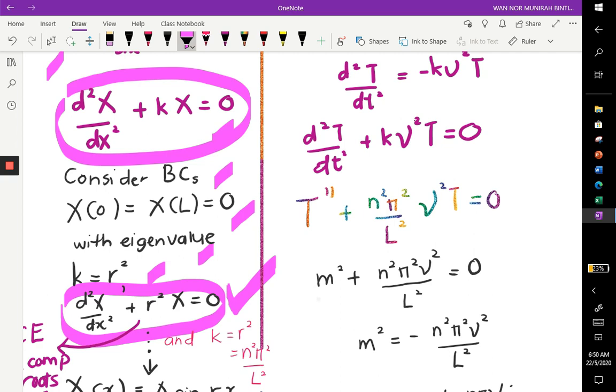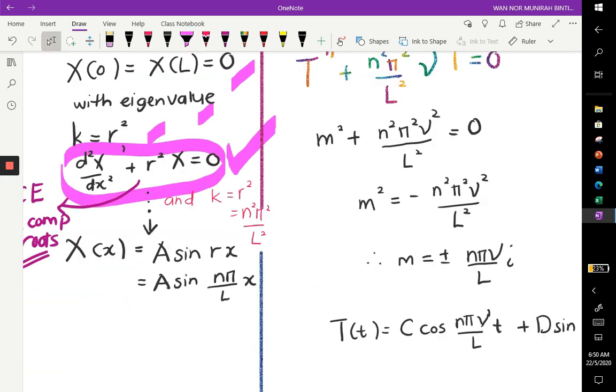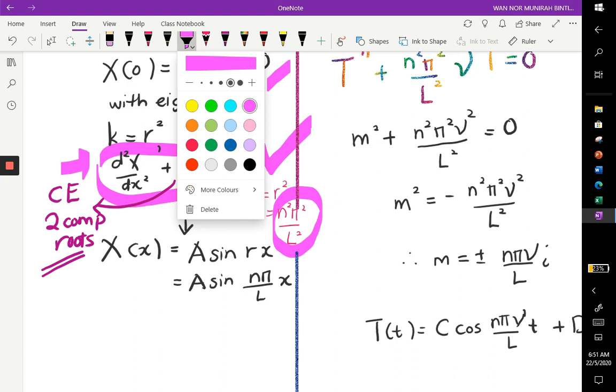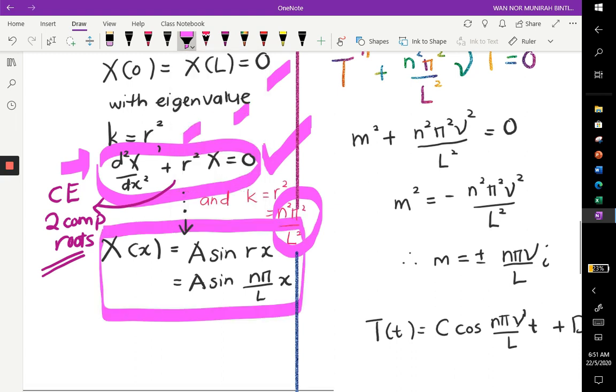Okay, so after we try to find the roots, we find that k equals r square, where r square equals n square pi square over L square. And then this is our characteristic equation. So we already discussed this on heat equation. So I just end up with the solution. The solution of x is given by, before this we used B sine n pi x over L. So it's just a matter of constant. I write the solution as A sine n pi x over L. So it is done for x.